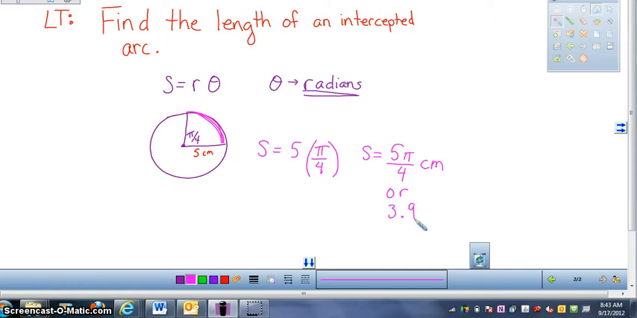And remember, these are measurements, so you'll want to label them. Like I said, I usually just leave them in exact value if I can. If you can't, then round.